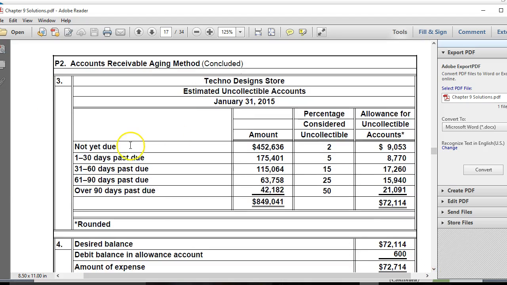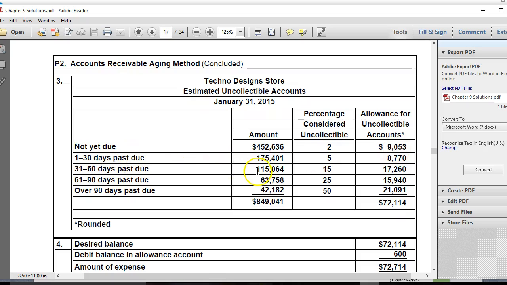So, as you can see here, what we've done is we draw the numbers over from that first page. Not yet due, the $452,636. Percent considered uncollectible, 2%. That gives us our allowance for uncollectible accounts just based on those not yet due. Then 1 to 30 days past due, we'll take that total that we derived from the previous page. Percent considered uncollectible of 5% gives us our allowance for uncollectible on that figure.